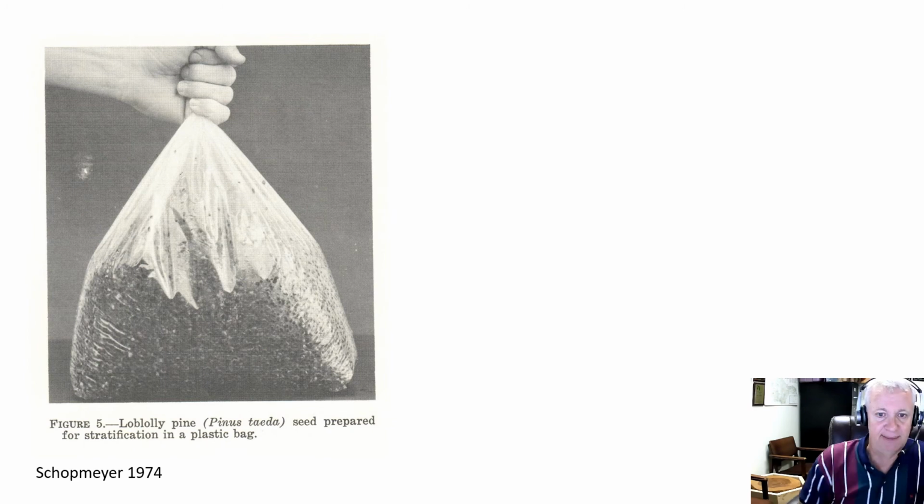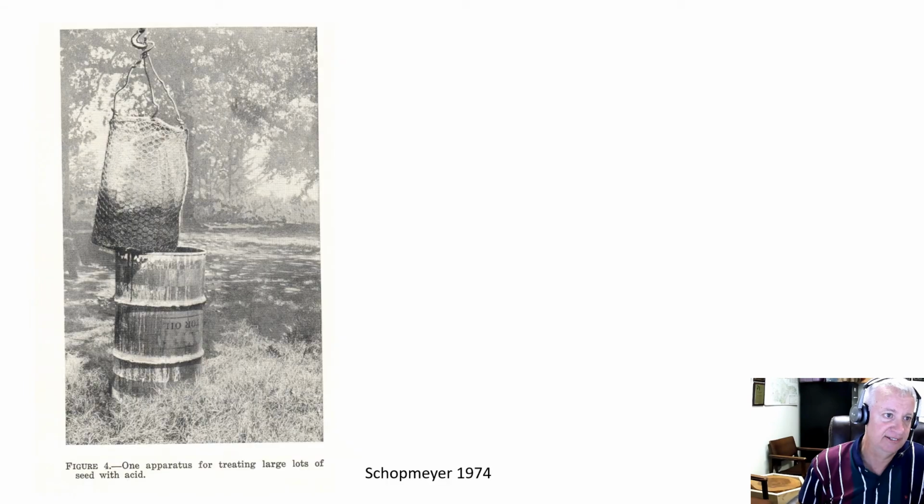So here's an example of pine seed in a plastic bag. You can see there's moisture in that plastic bag. They probably have some peat moss in there, and they've moistened it a little bit, and then they're going to put it in the refrigerator and stratify it for 30 days or something like that, just in a cooler. And then at that point, they can take the seed out and germinate them. So that loblolly pine generally requires stratification.